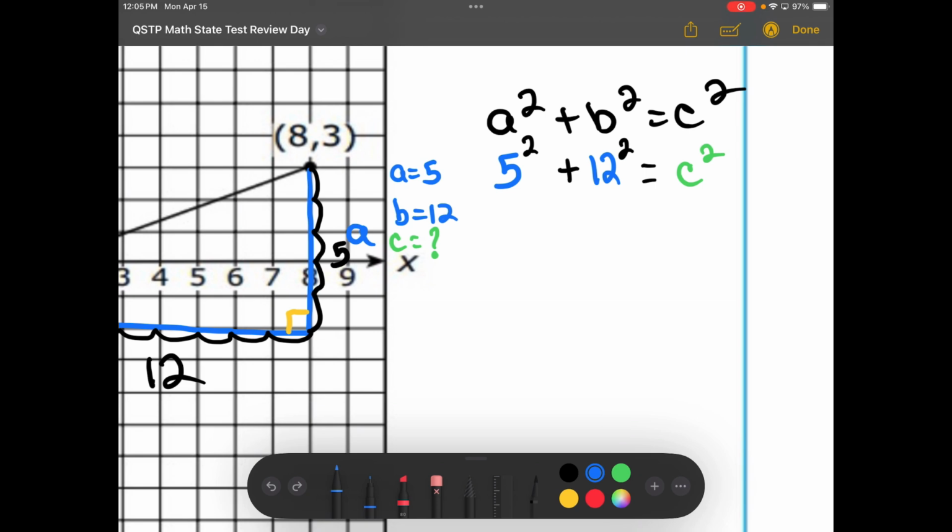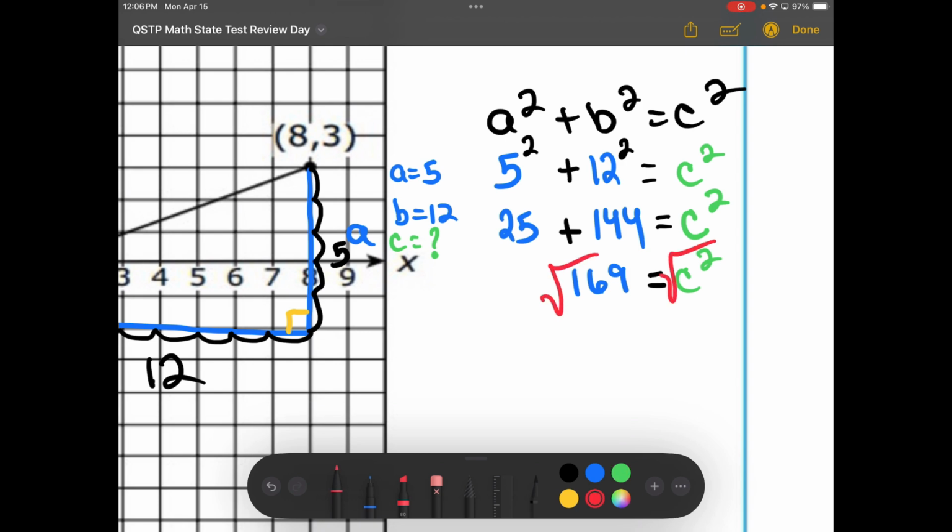So we know 5 squared is 25 plus 12 squared, which is 144, equals C squared. 25 plus 144, you guys should have gotten 169 equals C squared. What do we do at the end? Square root. Take the square root.